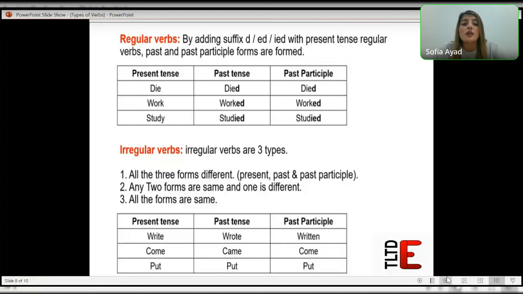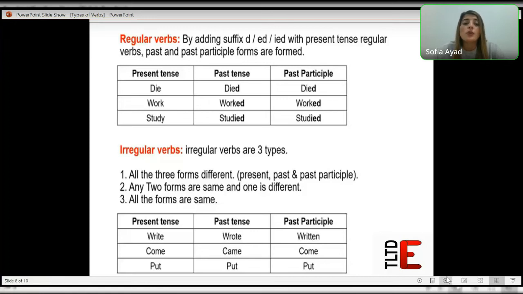Present tense, past tense, and past participle. We have die. Die here ends with e, so we'll put only d. Died in the past tense, and in the past participle it will also be died. Work here ends with k, so we will put ed. So it will be worked in the past tense and worked in the past participle.